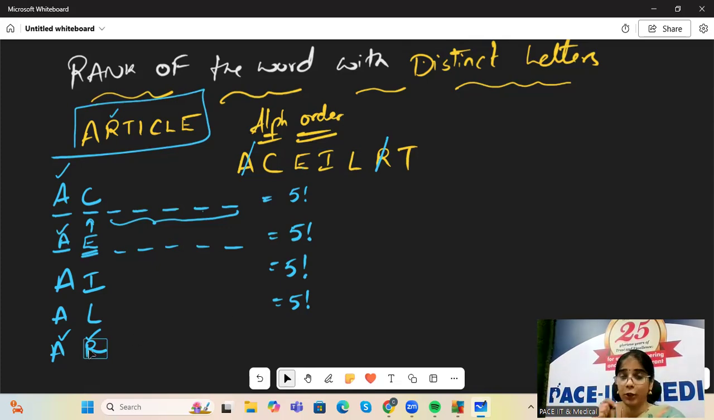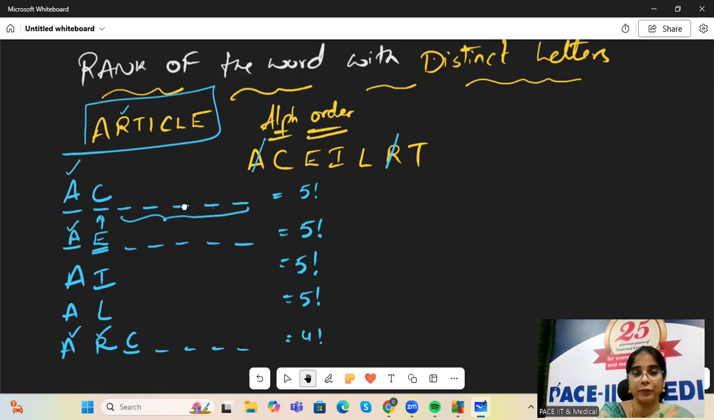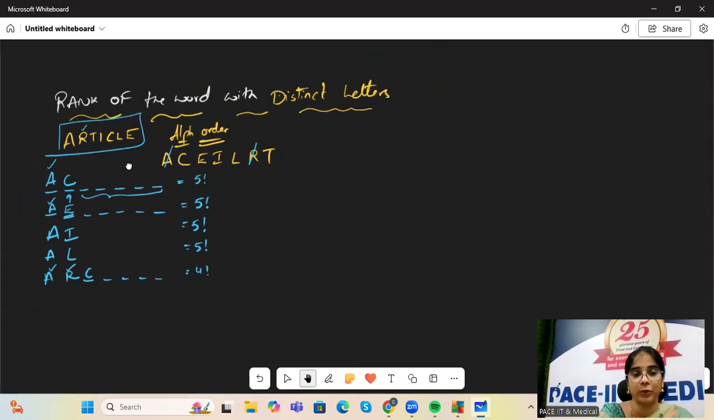Now, whenever you're fixing on a letter, open the space for the next letter to be filled again with the alphabetical order only. Now, again, the third position also starts with the alphabetical order C, right? But do I want ARC? No, I want ART, right? So stop the process. Now you are left with 1, 2, 3, 4 gaps only. That's your 4 factorial base there, right? 4 gaps to be filled in 4 factorial base.